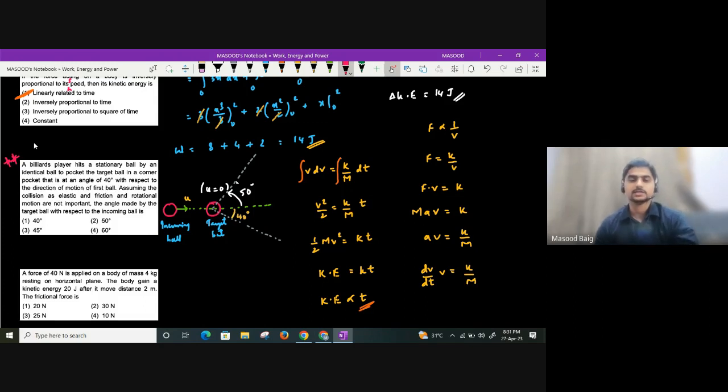If two balls are there, that is secondary. So I'm not able to visualize the question also. Let us see the next question.